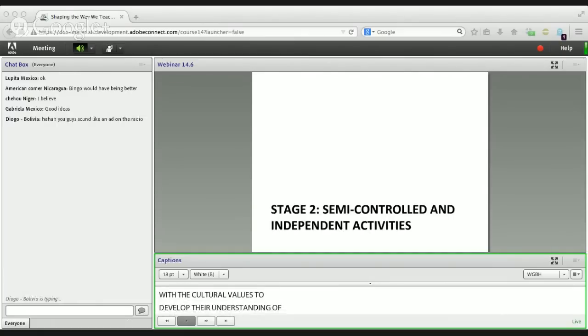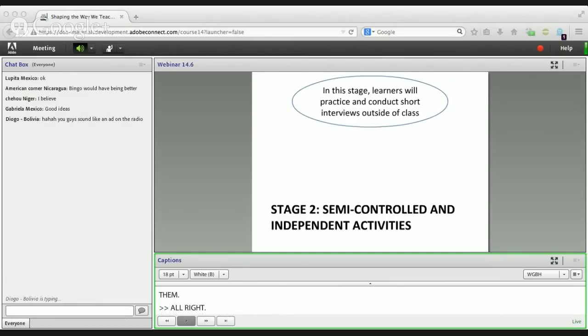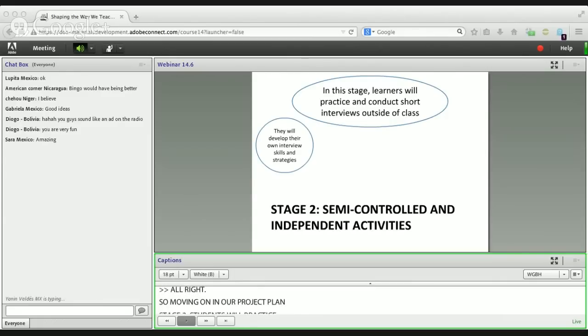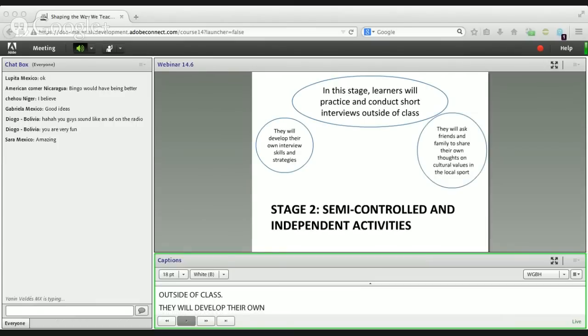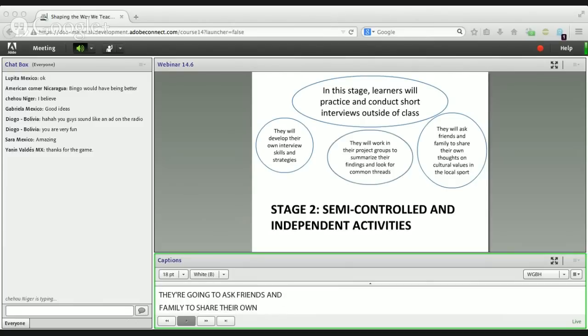All right, so moving on in our project plan, stage two, students will practice and conduct short interviews outside of class. They will develop their own interview skills and strategies, which is difficult. Interviews are difficult. They're going to ask friends and family to share their own thoughts on cultural values that are in the local sport. And they're going to work in their project groups to summarize their findings and look for common threads, because each group is going to have several different interviews to read, and they look for similarities or differences in what people said. Excellent.